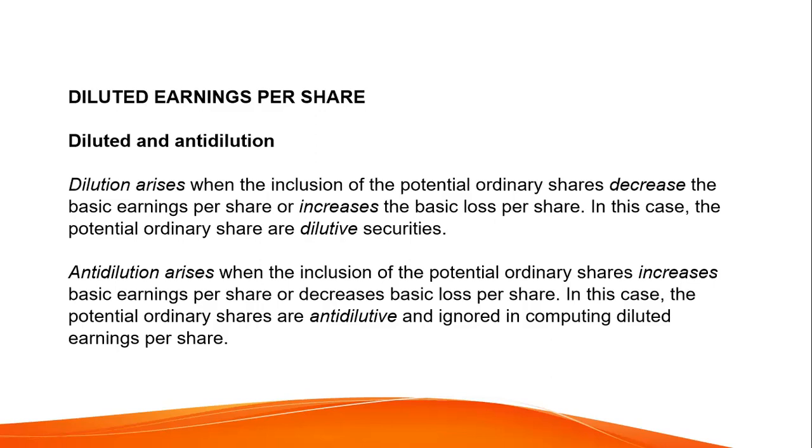Diluted earnings per share, dilution and anti-dilution. Dilution arises when the inclusion of the potential ordinary shares decreases the basic earnings per share or increases the basic loss per share. In this case, the potential ordinary shares are dilutive securities.